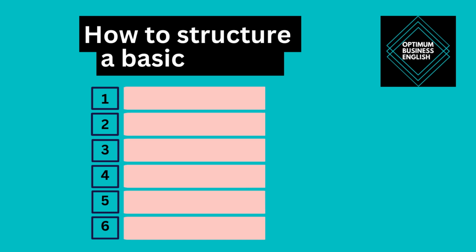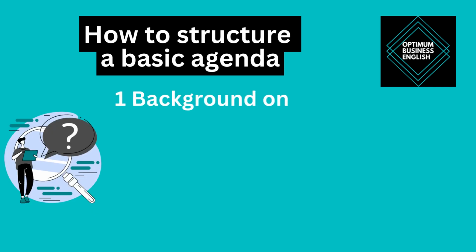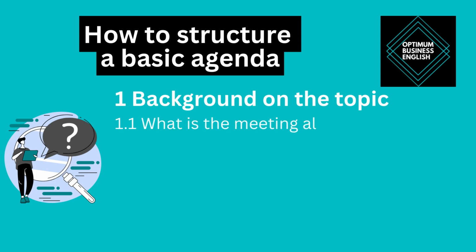Now we will look at how to structure a basic agenda. Most agendas ought to start by providing background information or the reason for the meeting. This will include what the meeting is all about, answering any basic questions those attending may have in case the topic is new to them.